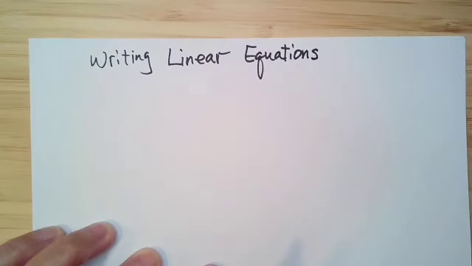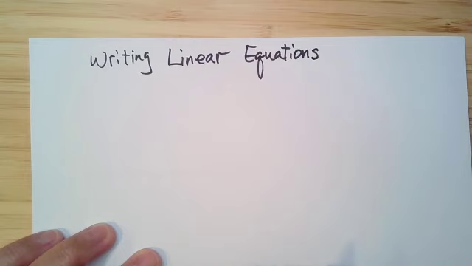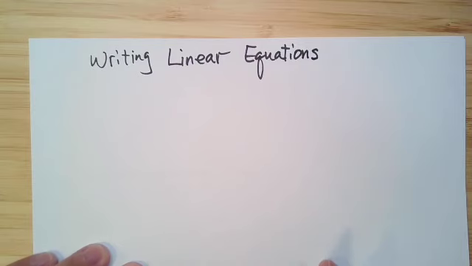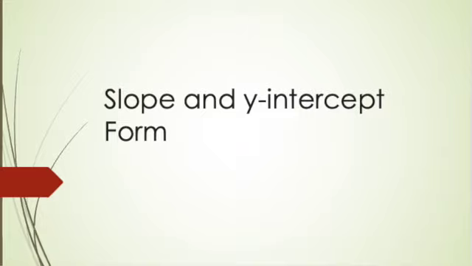What does that mean? That means if I give you some condition, for example, I give you a slope, or I give you a point, or I give you an x- or y-intercept, I ask you to write the equation for me. And let's do a quick review about the slope and y-intercept form.